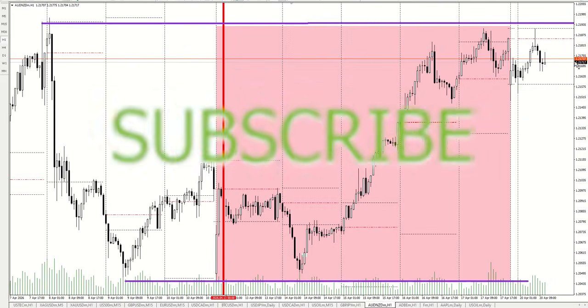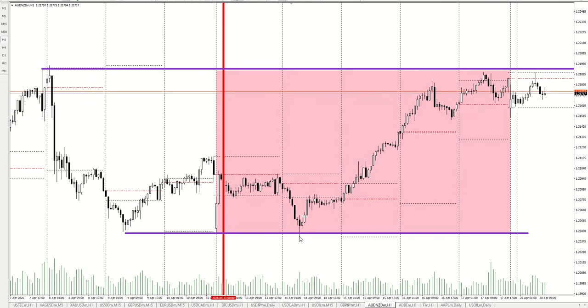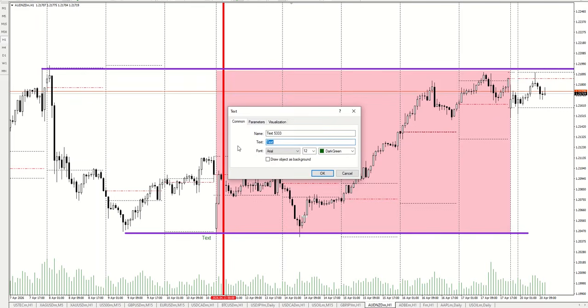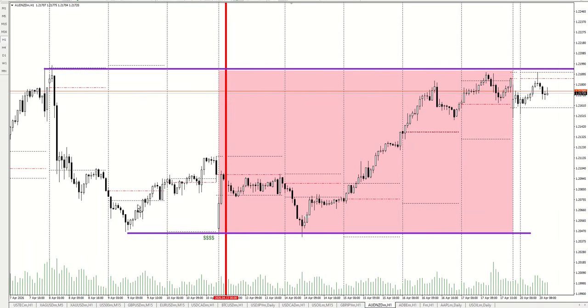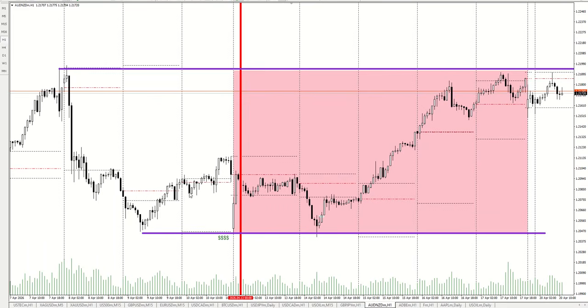Let me zoom it out so everybody can see it. Look at this pin. This pin pinned the low of the previous week. Do you know what this means? This means we have a stop hunt. This has actually stopped everybody from last week. Okay, everybody who bought on Thursday has been stopped out here.